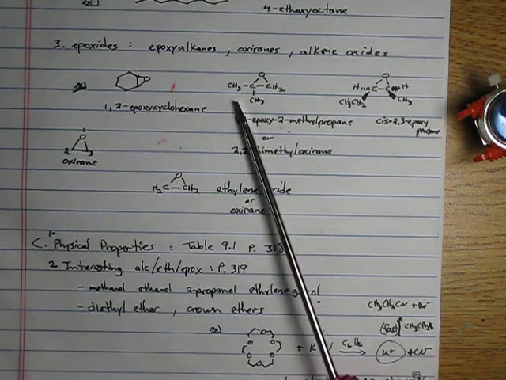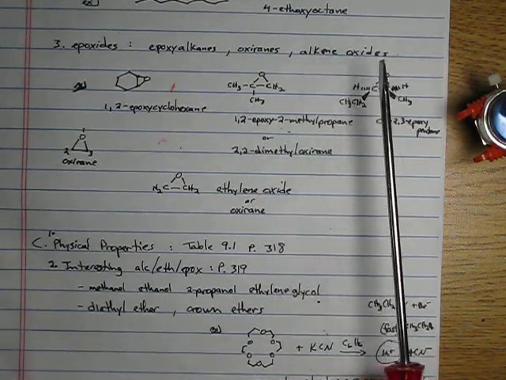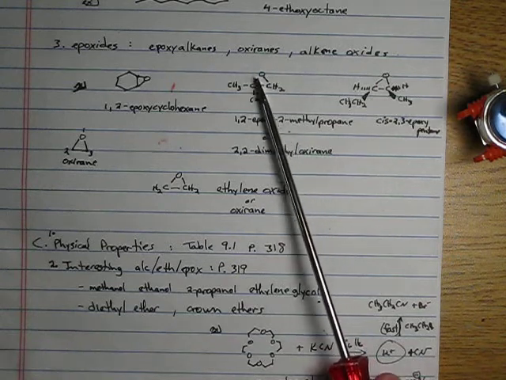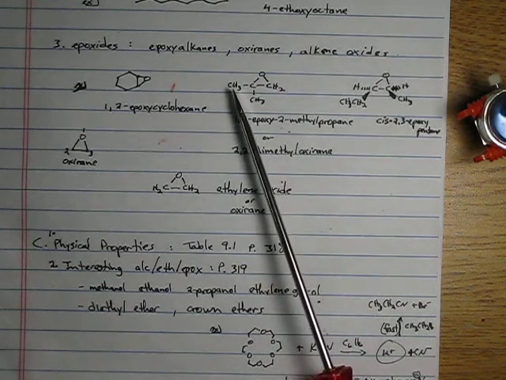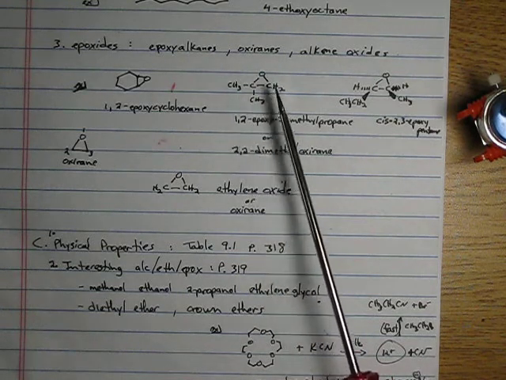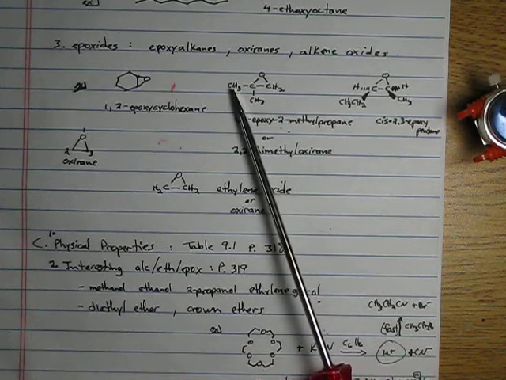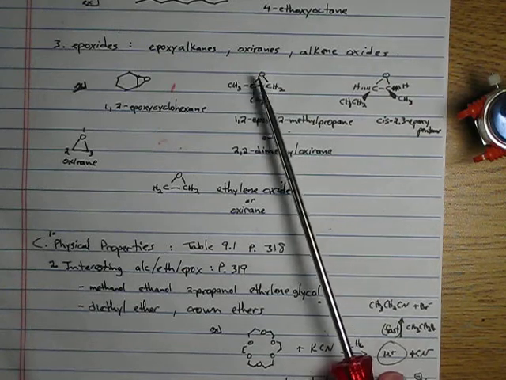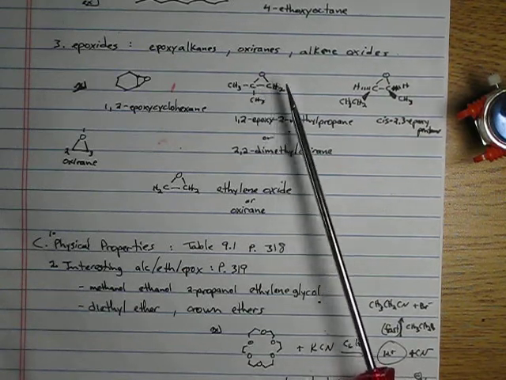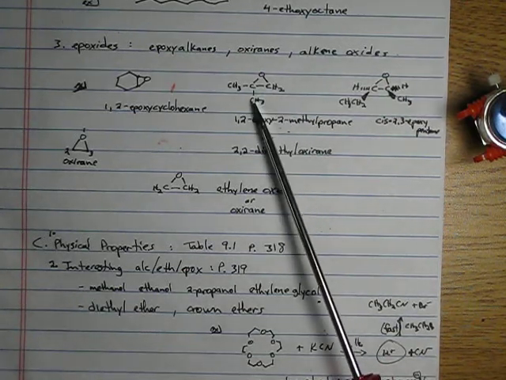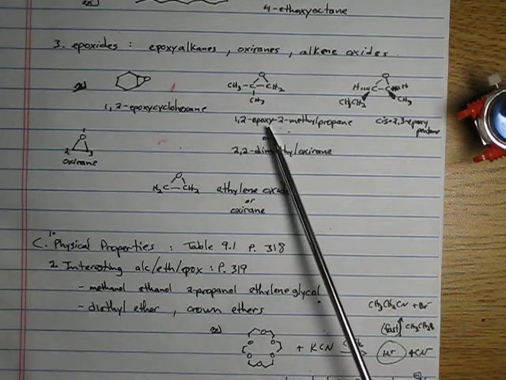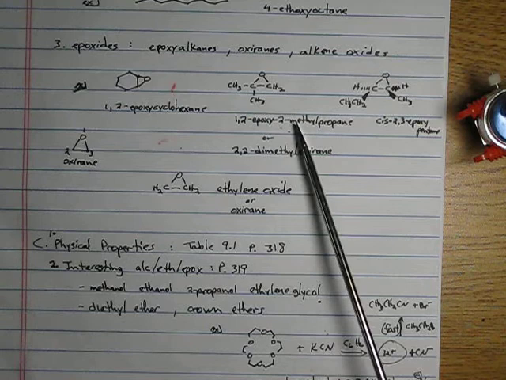Right here, what do we have here? Well, IUPAC would say our longest chain, and both carbons of the longest chain must contain the oxygen of the epoxide. So we have 1, 2, 3 carbons in our longest chain, so that's a propane. The oxygen is between carbon 1 and 2, and we also have a methyl on carbon 2, so this would be 1,2-epoxy-2-methylpropane.